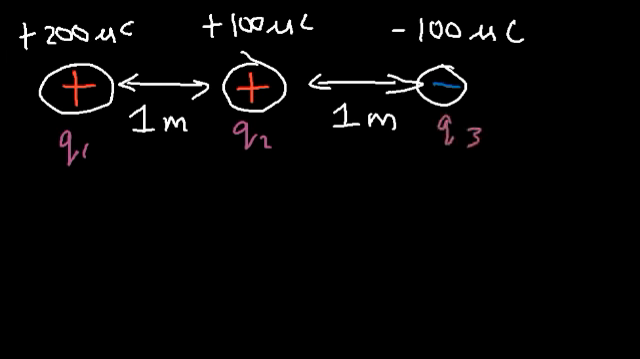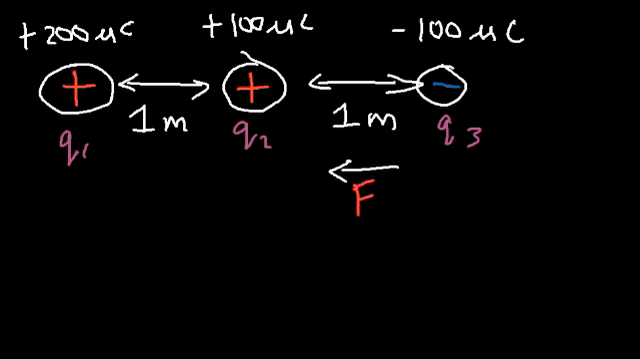How can we calculate the net force acting on Q3 by the other two charges, Q1, Q2? How can we figure it out? The first thing that we need to do is draw the force vectors acting on Q3. So what effect will Q2 have on Q3? Because Q3 is a negative charge, it's attracted to Q2 since Q2 has a positive charge. So we can draw the force vector going towards the right.